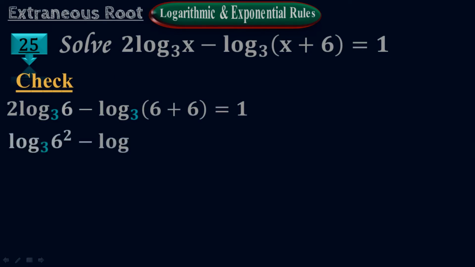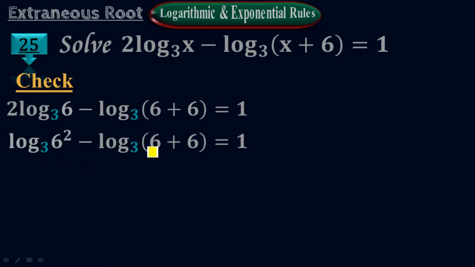Therefore, I can write that log to the base 3 of 6 squared equals log to the base 3 of 6 plus 6 equals 1. 6 plus 6 is 12. So I have log to the base 3 of 6 squared minus log to the base 3 of 12. Again, apply the simple quotient logarithmic rule. It is like log of a minus log of b equals log of a over b. So log of a over b equals log a minus log b.